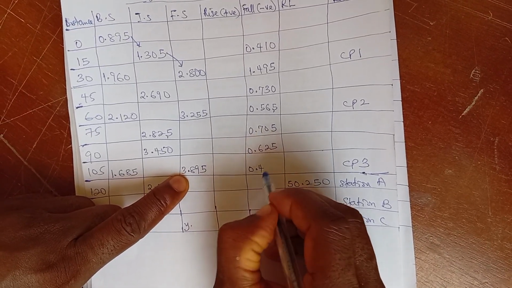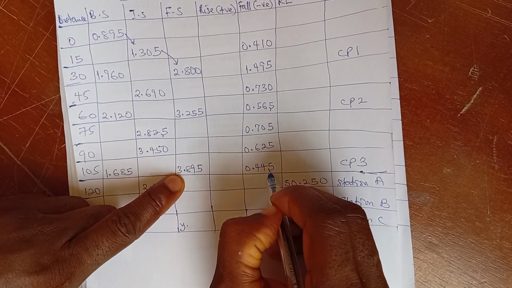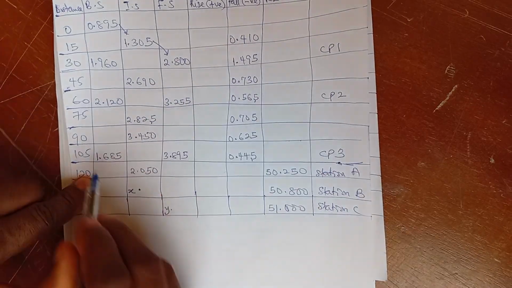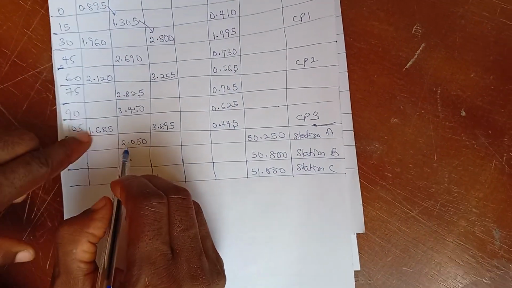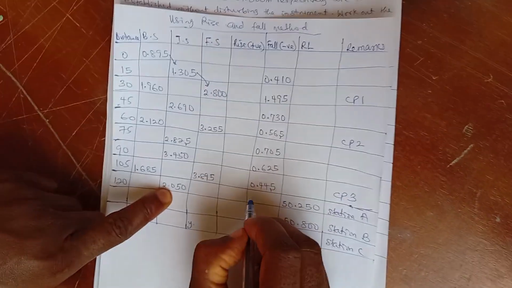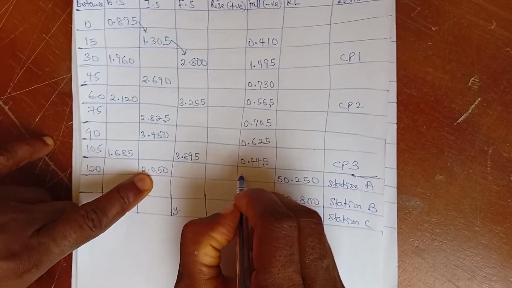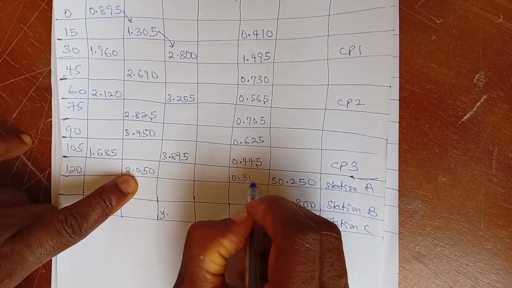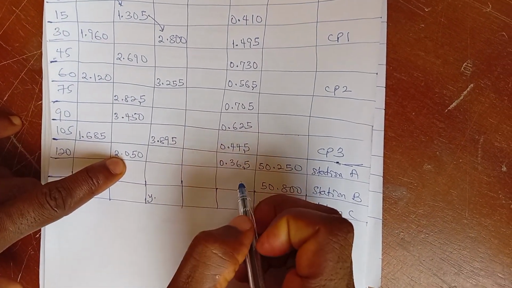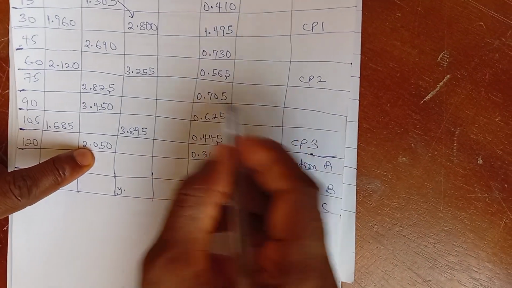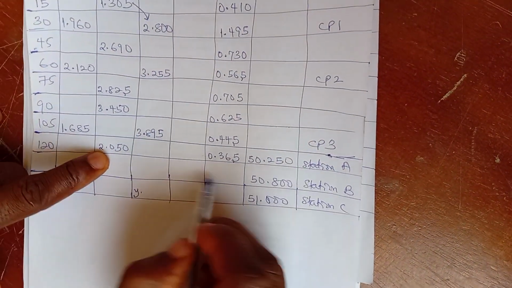That's minus 0.0445. And if you subtract this one minus this, we have this one to be 0. It's still negative. That's why you are seeing them under fall. If it's positive, it will be under rise. Now, how do we know the rise and fall here?